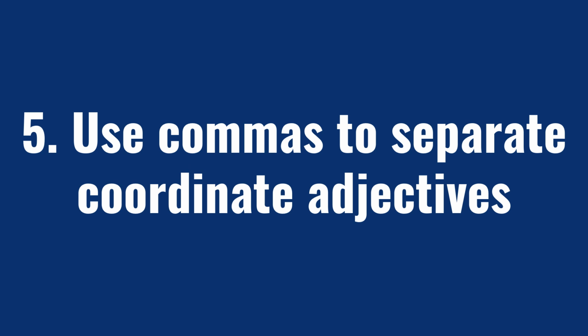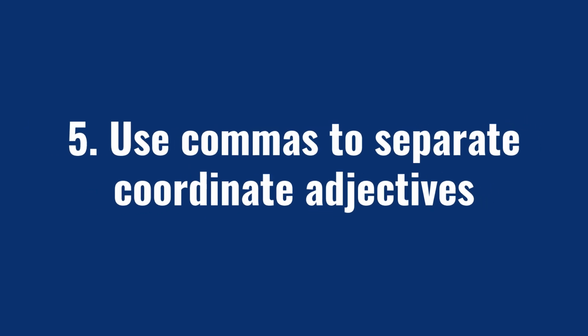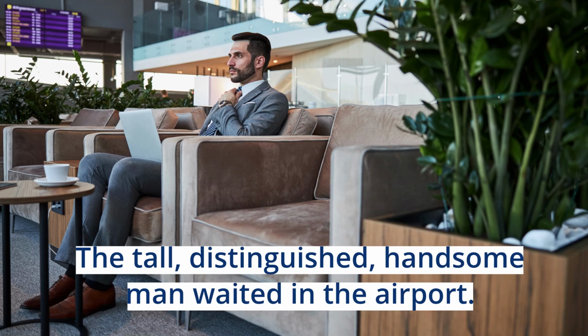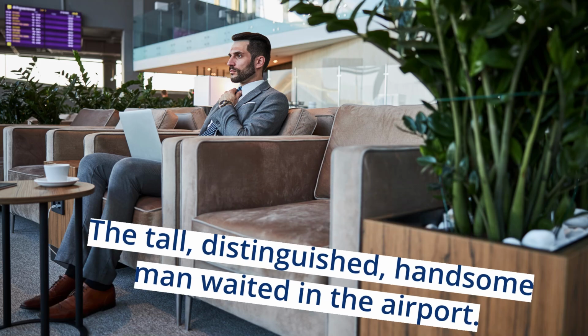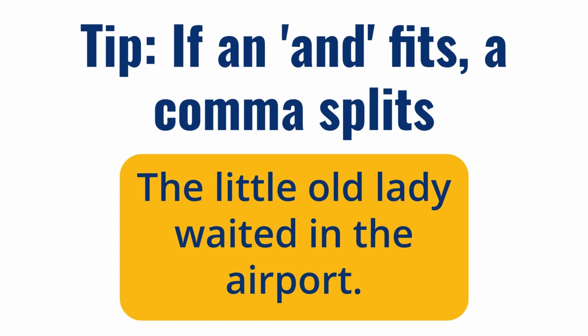Comma Rule 5. Use commas to separate coordinate adjectives. As in, the tall, distinguished, handsome man waited in the airport. Coordinate adjectives can be separated with an and before their noun. Some phrases pair adjectives in English in such a way that they are not coordinate, as in the little old lady.